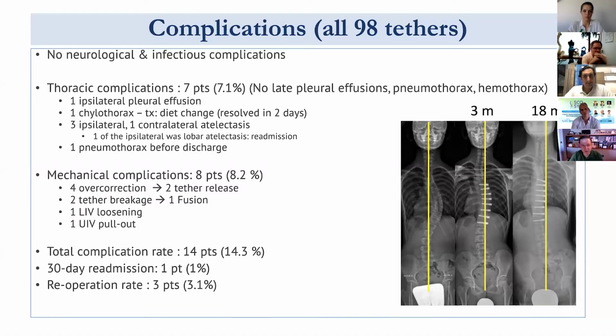So regarding complications, we had thoracic complications, usually pleural effusions, in almost 7% of patients. There were some mechanical complications, which was mainly overcorrection in the patients that we did at very young ages. The total complication rate was 14%, 30-day readmission was 1%, and reoperation rate was 3%.